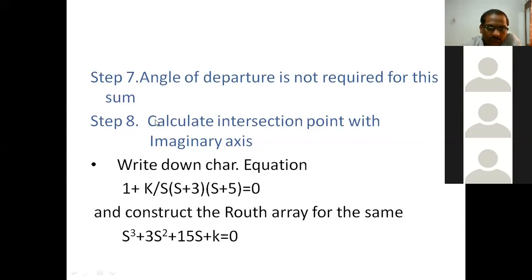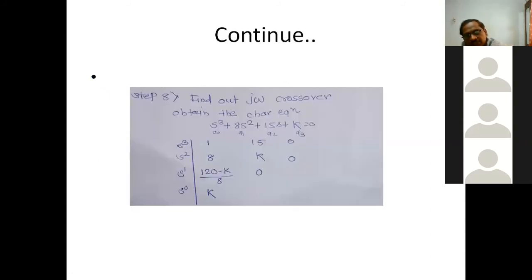Now this step tells us whether the root locus will cross the imaginary axis or not. To find this j omega crossover point, we need to write the characteristic equation and construct the Routh array. The characteristic equation is 1 plus G(s)H(s) equal to 0. You solve it to get an s polynomial of order 3, and for this polynomial we construct the Routh array. We already discussed the Routh array.